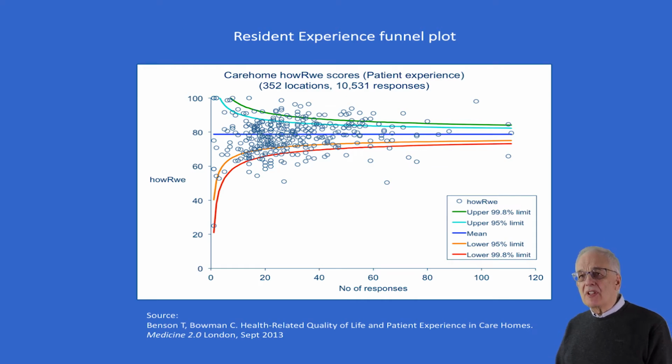This slide shows a so-called funnel plot, and this is a study of 350 care homes, and the ones above the green line are statistically above average, and the ones below the red line are below average. So you can see straight away which care homes you'd like to send your granny to.